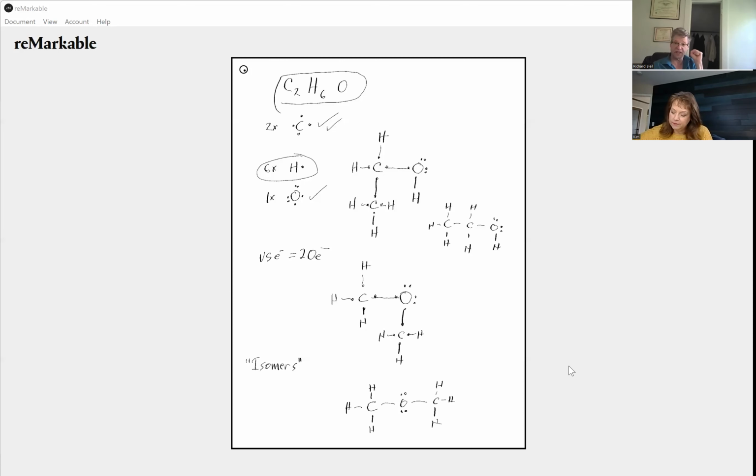They have different chemical properties. They have different physical properties. They're two different compounds. They just happen to have the same formula. The top one is very well known. This is called ethanol. Ethanol is drinking alcohol. When someone gets an alcoholic beverage, ethanol is the active ingredient.